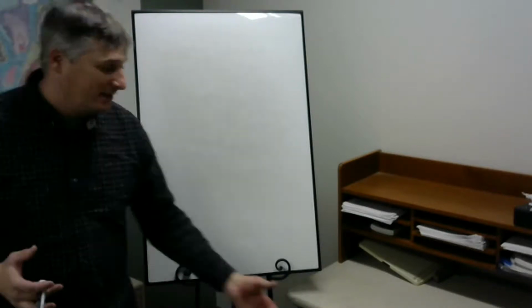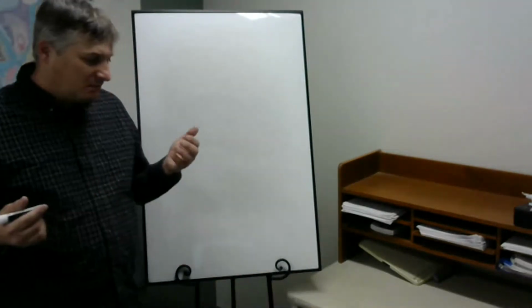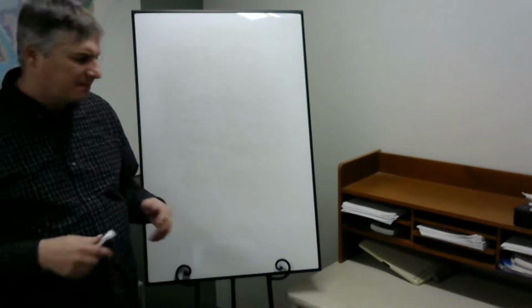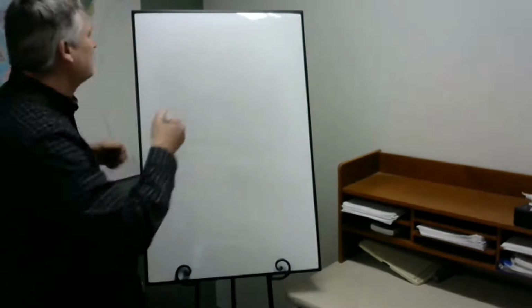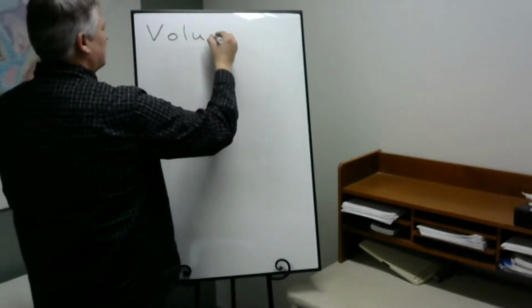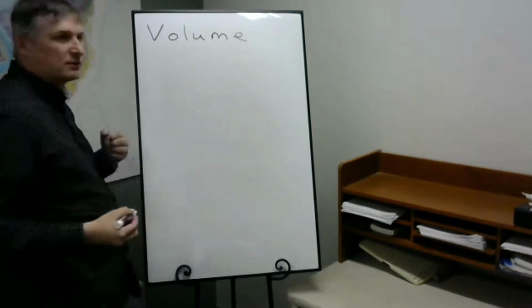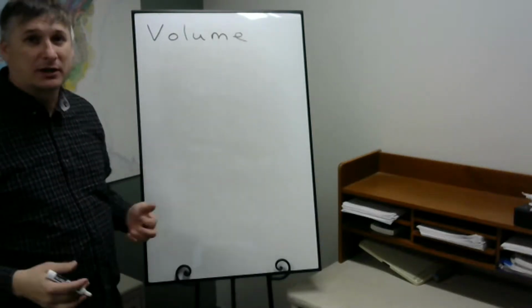So this is going to be the lecture for volume and surface area for Survey of Mathematics. This is section 7.5, and we're looking at really just a lot of different formulas. Now for volume, we're talking about space measured inside a 3D object.